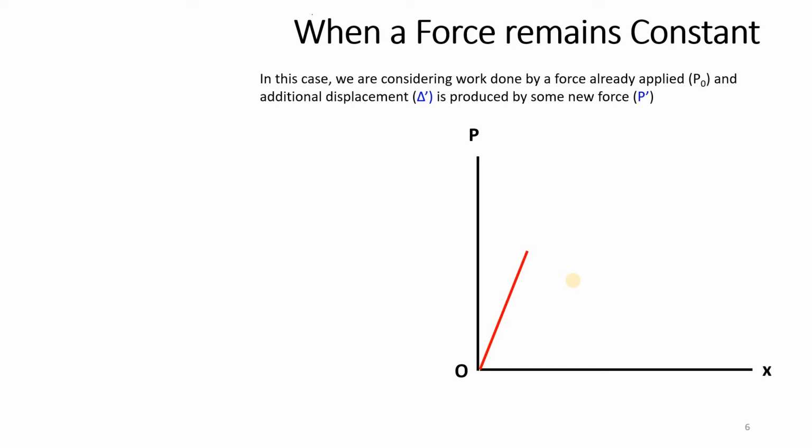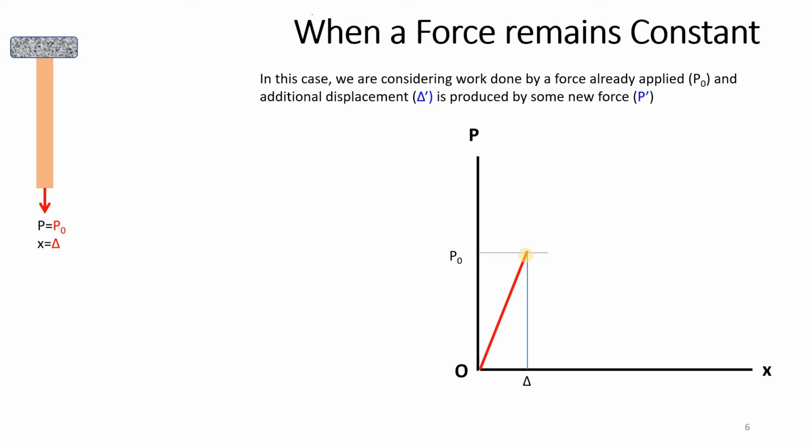This is what we have already obtained. The P has already reached a level P naught, and displacement has already reached delta. So we are at this point. This is our starting point for this discussion, for this slide, when a force remains constant. So this is the initial situation: P is equal to P naught and X is equal to delta. We have some force applied, P naught, and we have some displacement produced, delta. Now these two are already there. Initial state is not 0, 0, it's P naught and delta.